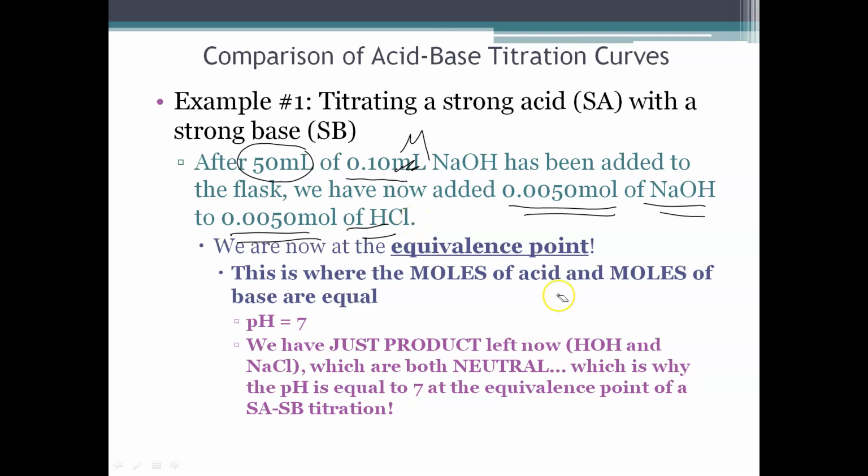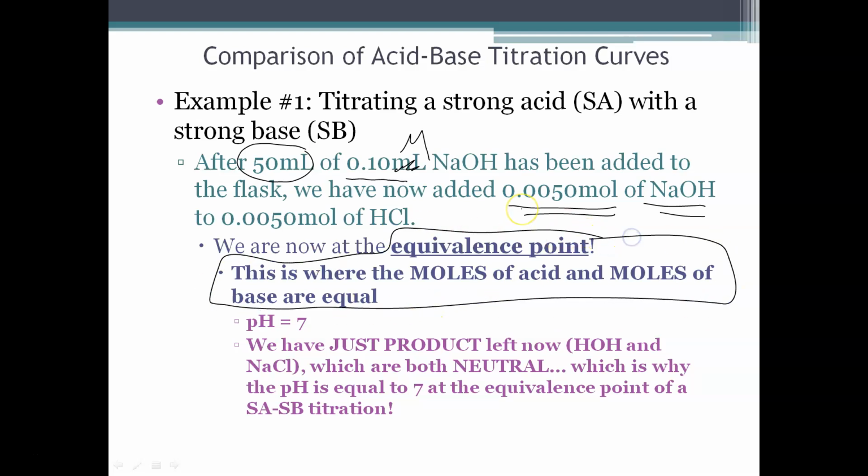That is called the equivalence point. All right? And that's what we're trying to reach during our titrations. That's when we would have stopped with our indicator changing color in the ones we did in class. So we're at the equivalence point now, and the key thing here is at the equivalence point, moles of acid and moles of base are equal.